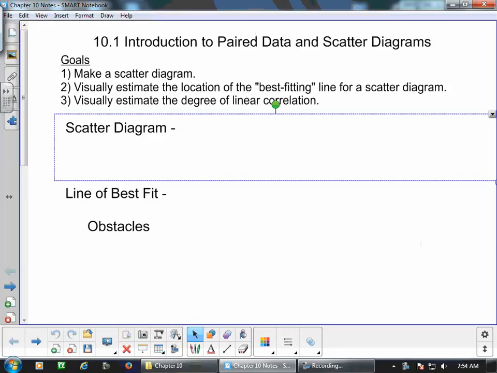A bit of hypothesis testing, but introduction to paired data and scatter diagrams. Okay.